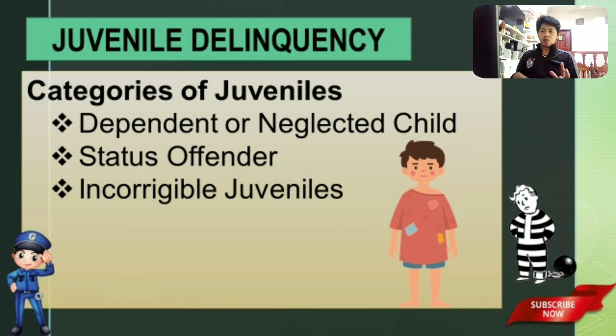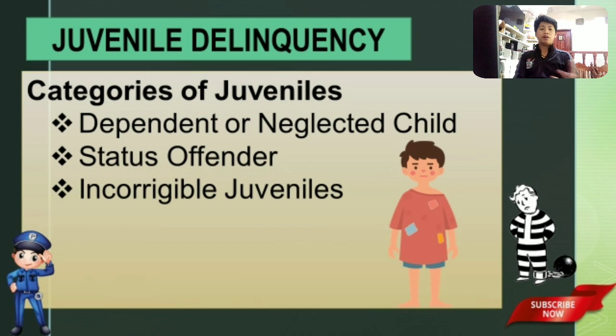All of these juveniles are really in a serious problem. Nandun sila sa seryosong kalagayan, and all of them definitely are considered as child at risk. So we need to categorize them so that we know how to deal with them. Kasi hindi naman sila pare-parehas. Pag sinabi mong child at risk, they could be put at risk in a different perspective.